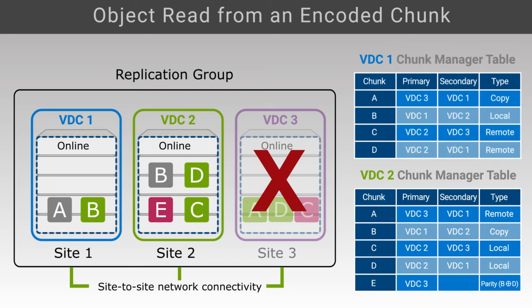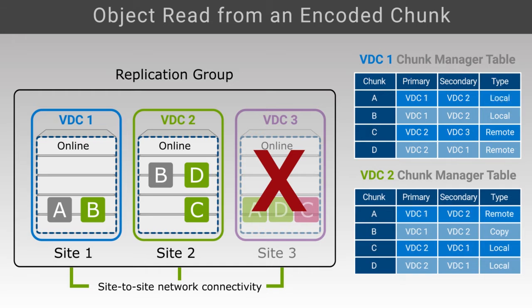The chunk manager tables are updated to reflect that VDC2 now hosts the primary copy of the chunk D and VDC1 hosts a secondary copy. Until the replication completes, VDC1 keeps the type as remote. Chunk E is deleted and removed from the chunk manager table of VDC2.